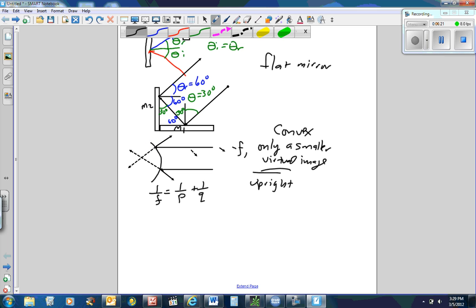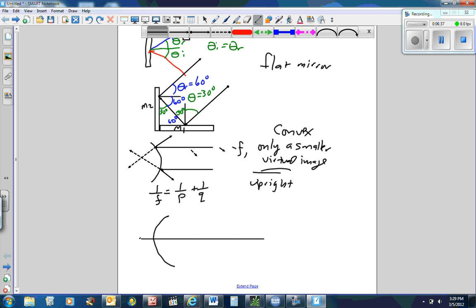And then we have one other kind of mirror that we'll look at, and that's concave. And with concave mirrors, well, first of all, I don't really have this on here. It probably would have helped me. We have something called the principal axis. And on that principal axis, we have the focal point and the center of curvature.